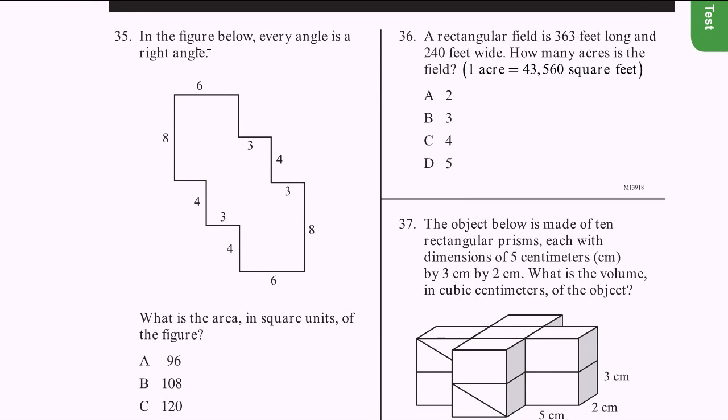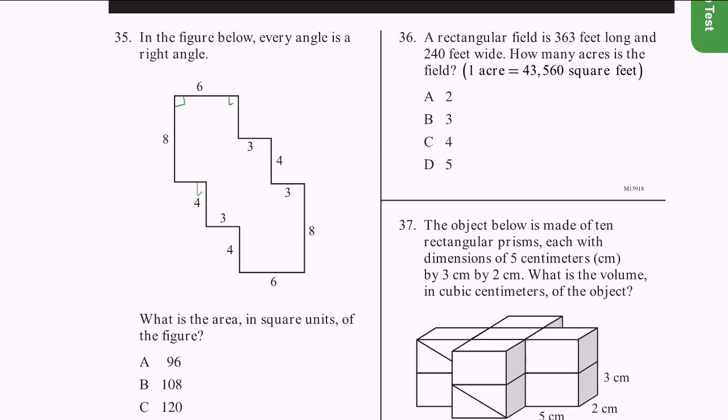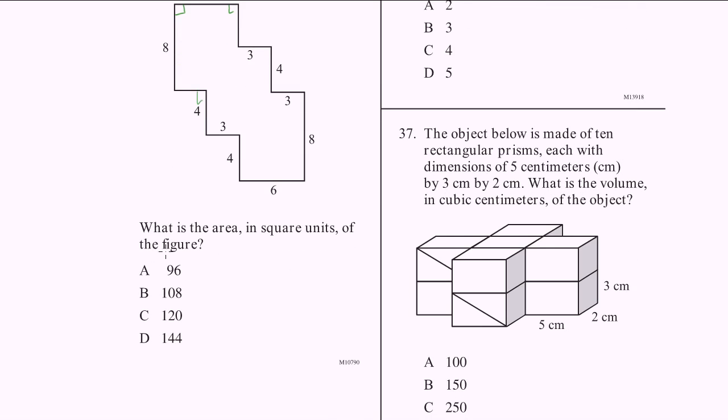Problem 35. In the figure below, every angle is a right angle. So they're just saying, that's a right angle, that's a right angle. These are all right angles right here. That's a right angle. I think you get the idea. What is the area in square units of the figure?